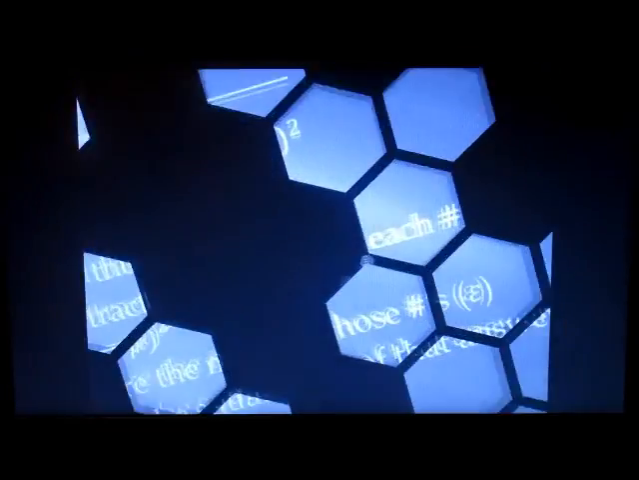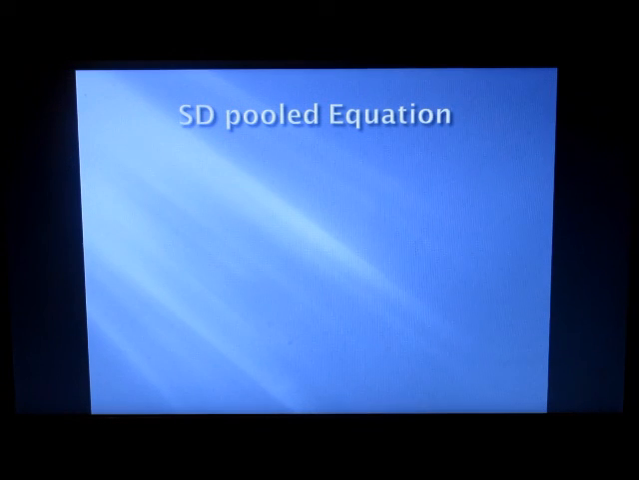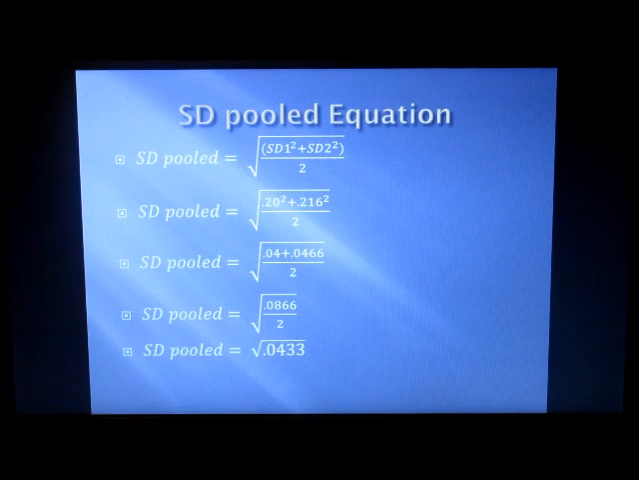We are going to take those SDs and stick them into the equation to get a pooled SD. Again, we are going to go through this pretty quick. And bam! SD pooled equals 0.208.